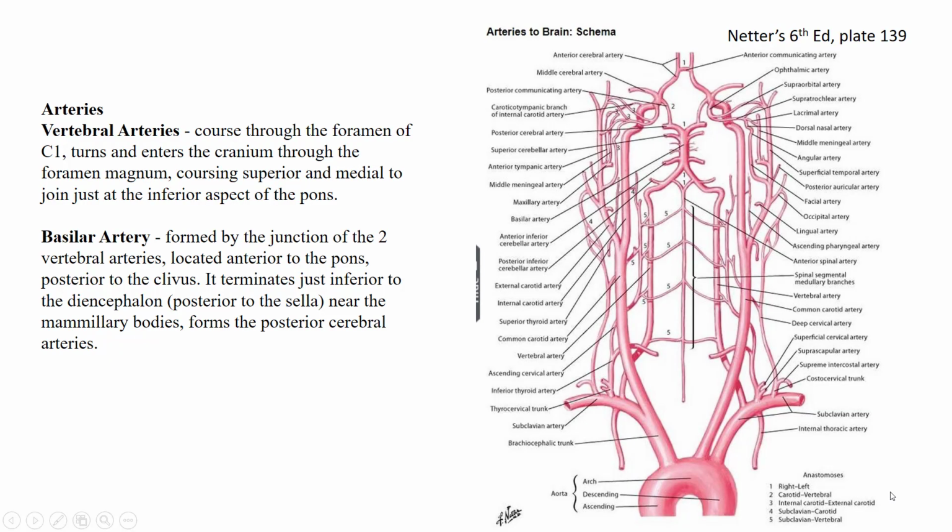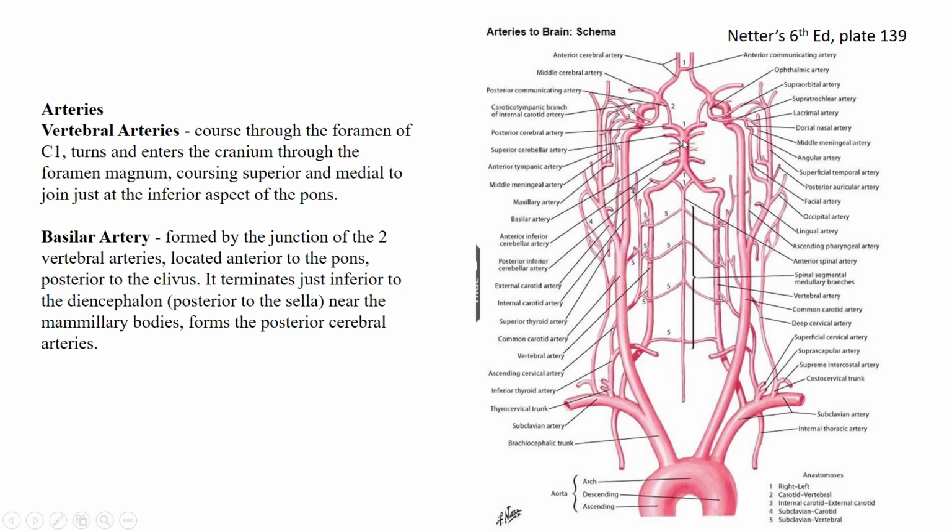So looking at the schematic view again as we go over the wording of the circle of Willis, the vertebral arteries, right and left vertebral artery, course through the foramen of C1, so they come up through the foramen of C1, turn and enter the cranium through the foramen magnum, coursing superior and medial. So as they go superior, they're also coming medial so that they can join together just at the inferior aspect of the pons to become the basilar artery.